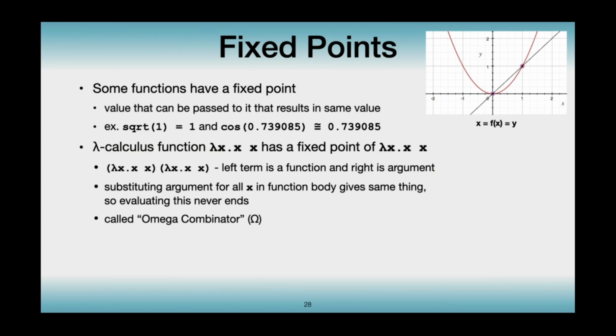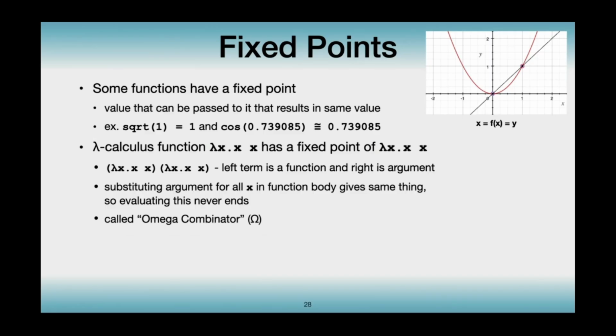And so a simple example of this is the square root function. The square root of 1 is 1. But interestingly, other functions like cosine have a fixed point too. If you put this number 0.739 and so on into the cosine function, you get back the same number, well, within rounding errors. But there is a point along the cosine curve where you get a matching value. And lambda calculus also has a fixed point. It is this function right here. I pass in a function x, and what I get back is that function applied to itself.